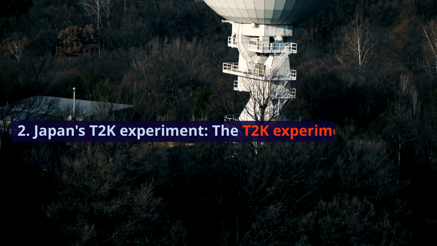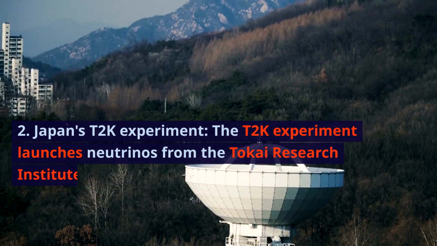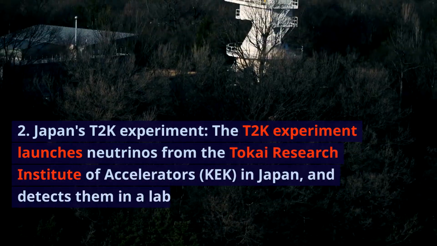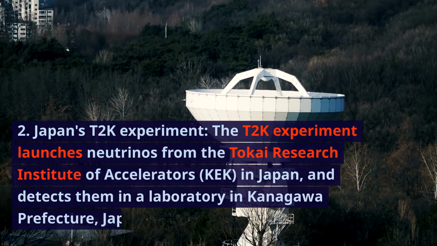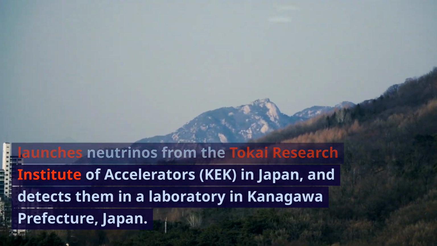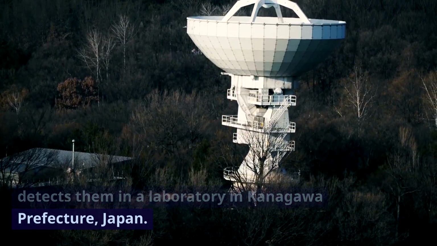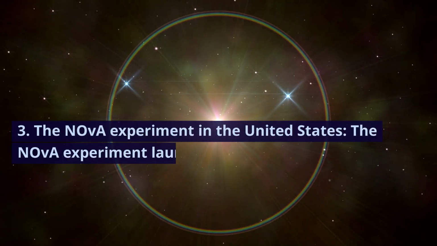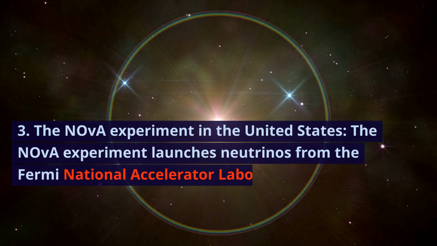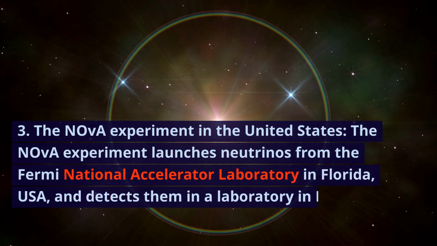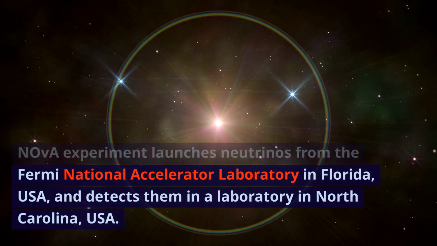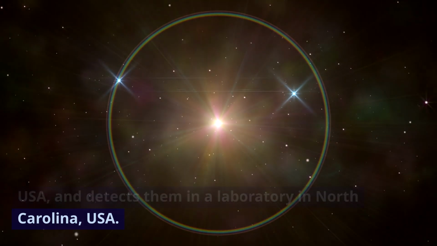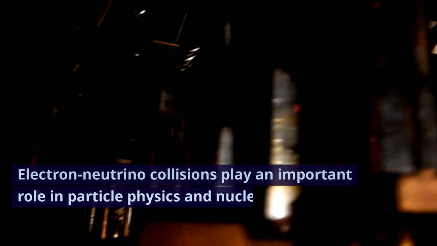2. Japan's T2K experiment. The T2K experiment launches neutrinos from the Tokai Research Institute of Accelerators, KEK, in Japan, and detects them in a laboratory in Kanagawa Prefecture, Japan. 3. The NOVA experiment in the United States. The NOVA experiment launches neutrinos from the Fermi National Accelerator Laboratory in Florida, USA, and detects them in a laboratory in North Carolina, USA.